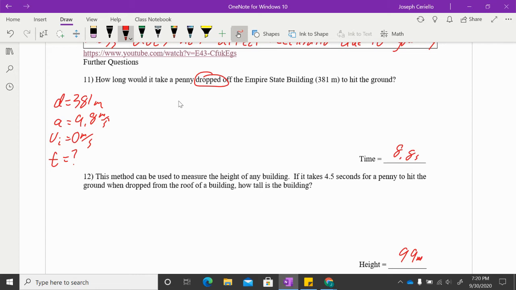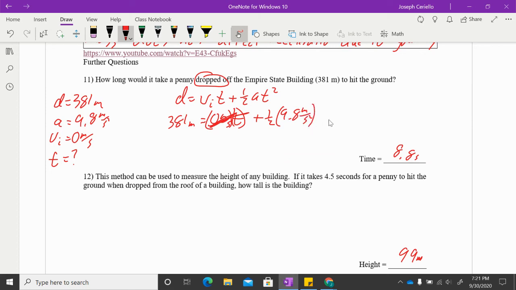We only have one right now, but in the future, we're going to have a lot of equations. So get in the habit of writing down your givens and unknowns. So D equals V initial times time plus 1/2 A T squared. So let's just plug everything in. D is going to be 381 meters. Make sure you put in the units the first time you plug it in. Initial velocity is 0 meters per second times T. Well, that just becomes 0, right? Plus 1/2 times 9.8 meters per second squared times T squared.